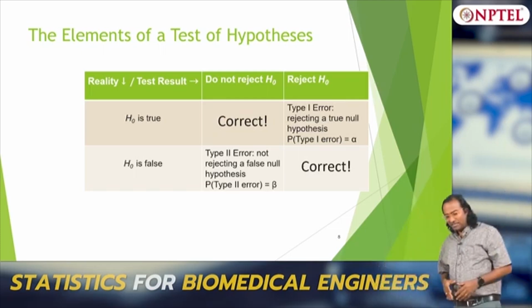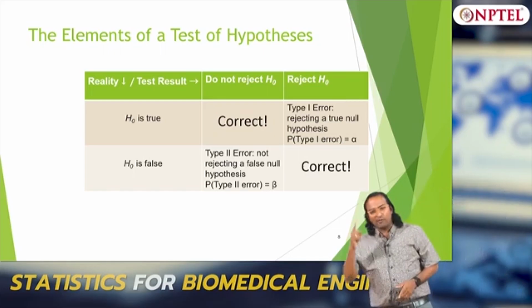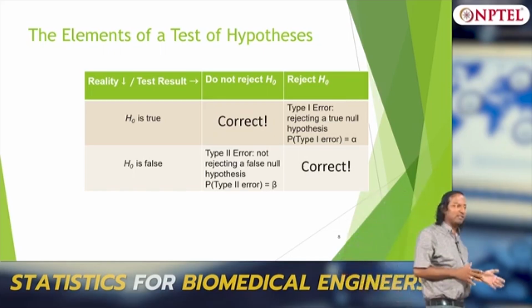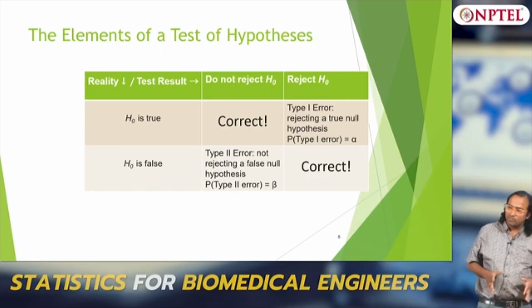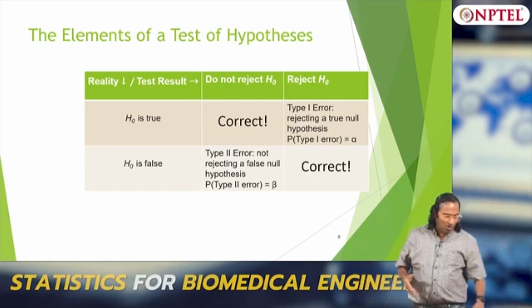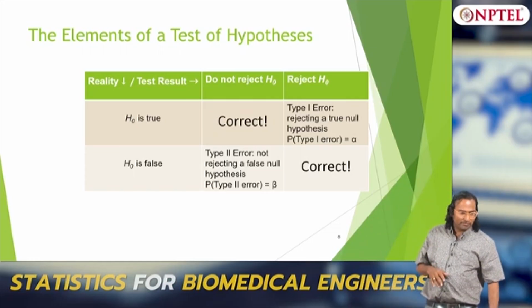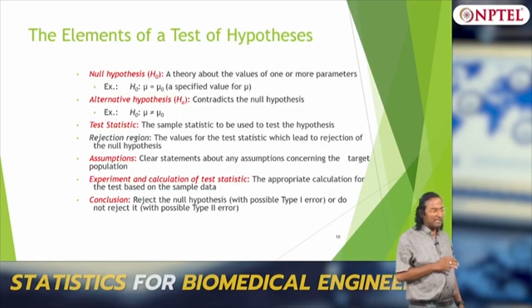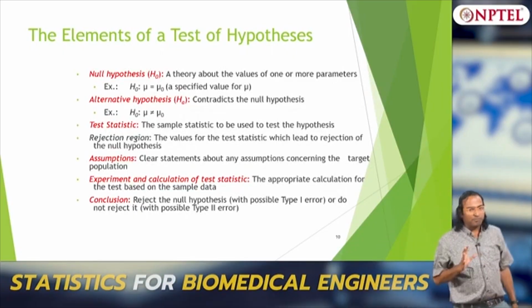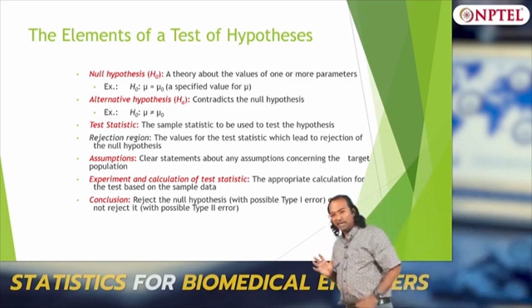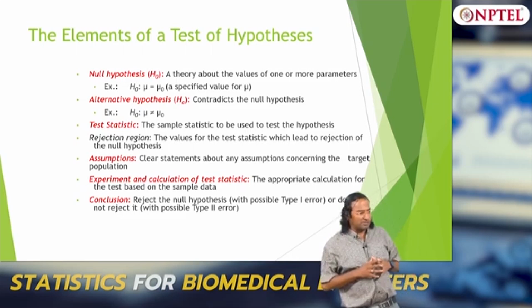So beta is the type 2 error, and of course if alpha increases, beta will decrease and vice versa. So they have an inverse relationship, that much should be very clear. How to determine beta we will learn later. So these are the steps of hypothesis testing. We will do a few problems, but these are the steps.